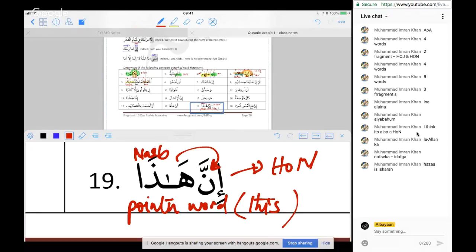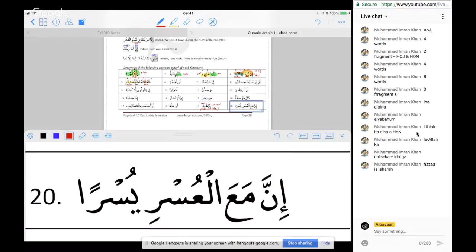Let's do one last one and then we'll move on, inshallah, unless there's something bothering you. Inna ma'al usri yusra. Certainly there is ease after difficulty. We recite this every day. Fa inna ma'al usri yusra. This is Allah's promise. There's ease after difficulty. So if you're finding it difficult, there's ease, inshallah. So how many fragments are operating here? And which ones? What do you think?